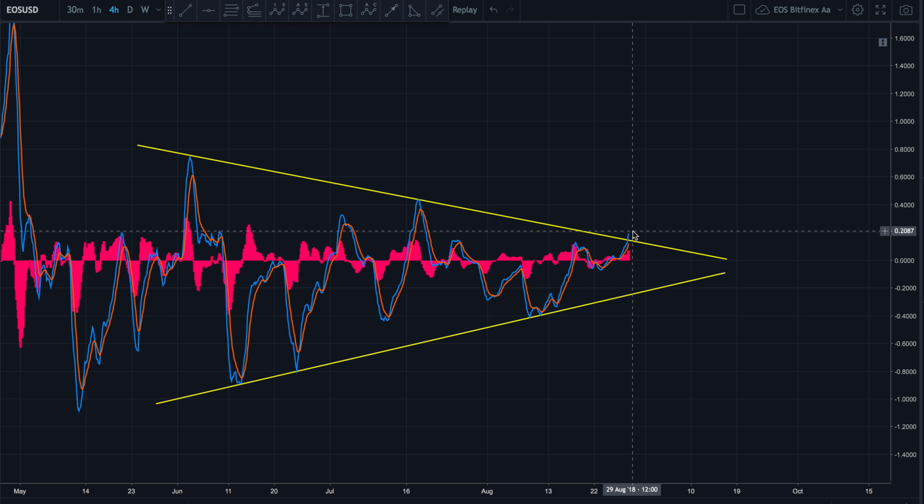If the signal line follows through, that'd give us confirmation of a breakout, guys. And that, as I told you before, as it gets squeezed tighter and tighter and approaches the apex, we can expect a breakout, and that may be exactly what we're seeing.